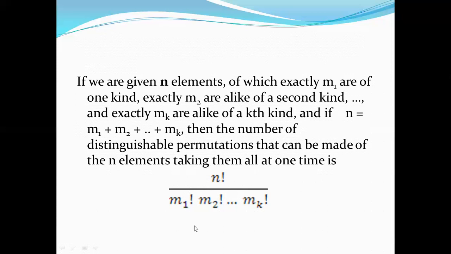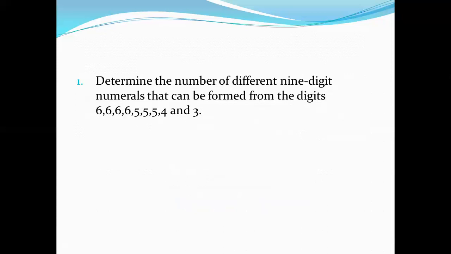Okay, so to further understand this formula, let's have this example. Suppose you have a 9 digit numeral that can be formed from the digits 6, 6, 6, 6, 5, 5, 5, 4, 3. So applying the formula, okay, bakit naging ganito? Kasi you have 9 digits, okay? You have 9 digits here. Okay, 1, 2, 3, 4, 5, 6, 7, 8, 9. Sa 9 digits na to, meron kang 4 na 6, may 3 kang 5, may 1 kang 4, may 1 kang 3.